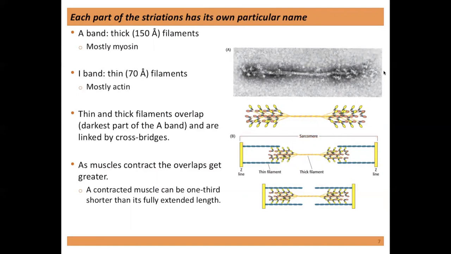That's kind of the functional unit. And why we say functional unit is what happens is you slide these filaments past each other, and so you can see that we can contract, which is what muscles do. They contract and pull those Z lines closer together. And so, in fact, muscles, when they contract, they can actually get 1/3 the length of their extended.